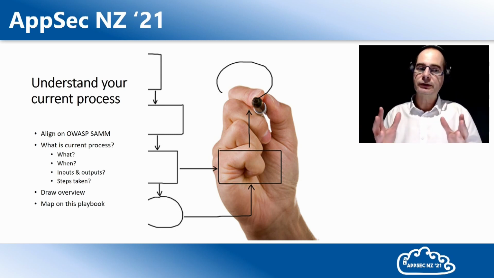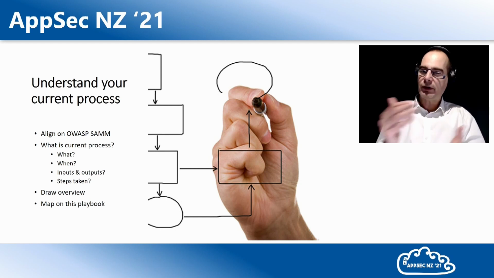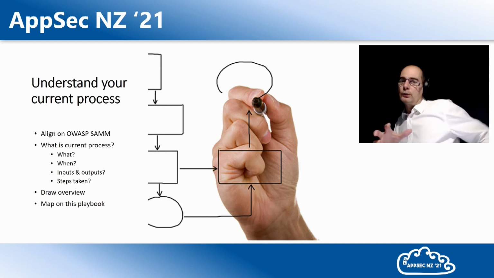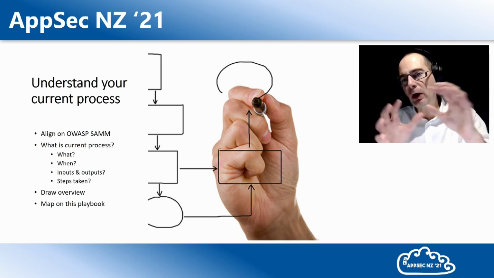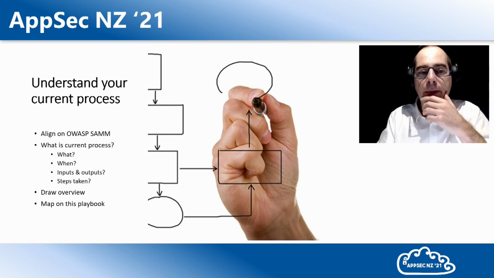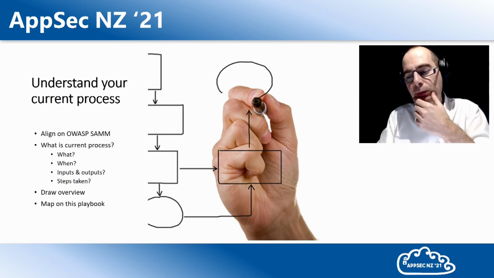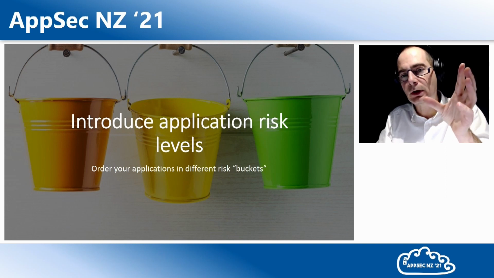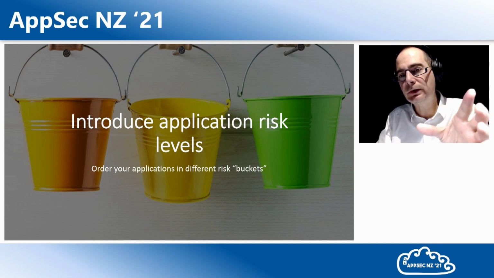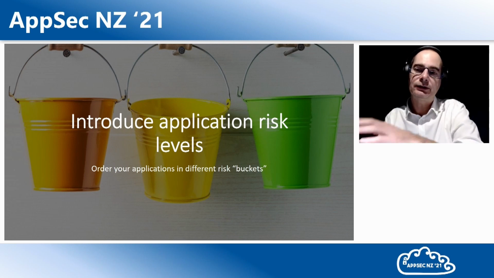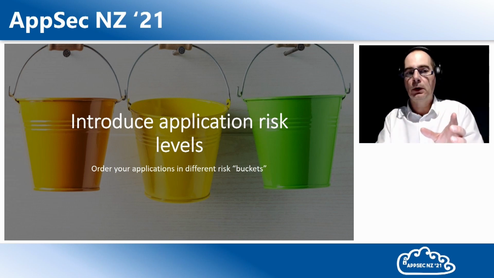What's your threat modeling process now? What are you doing? Where do you already have some inputs, outputs, and steps taken? Then map these onto the playbook. Where are your gaps? What are you not doing compared with the playbook? And then go from there to improve your maturity. One of the key steps, what we see is important here, is that threat modeling is not done the same way for all applications in your portfolio.